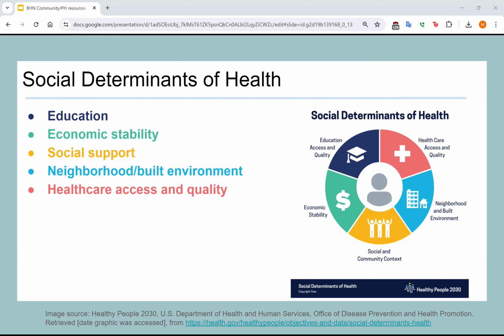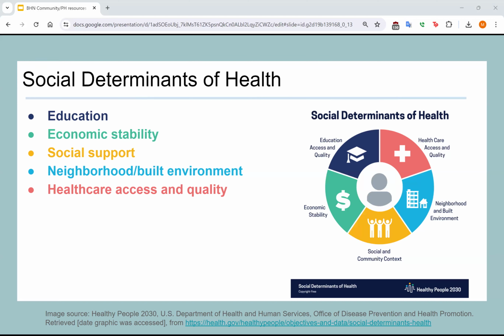You can see the 5 categories are education, economic stability, social support, the neighborhood or built environment, and access to healthcare and the quality of care. But you can see that they're kind of related, right? If you don't have the opportunity to achieve a higher level of education, say you don't have the financial ability to support your education, then you might not be able to find a high-paying job, and that might affect the neighborhood that you live in, and that could then affect how you access things like healthy food, and it could even affect whether there are hospitals nearby, so your access to healthcare. These are all their own categories, but they're kind of related too.